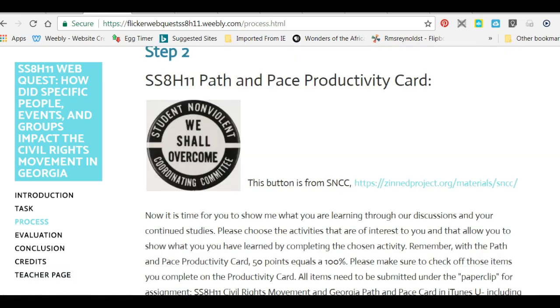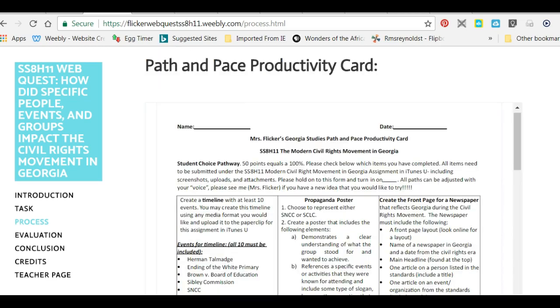The second step within the web quest was for students to complete a Path and Pace productivity card or a choice board. All products created by students were uploaded to our iTunes U course under the standard, and they included screenshots, uploads, videos, attachments. All paths were able to be adjusted with the student's own voice. They just needed to see me if they had a new idea that they wanted to try.